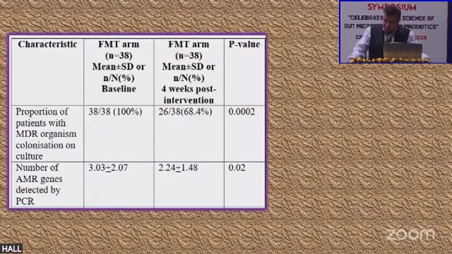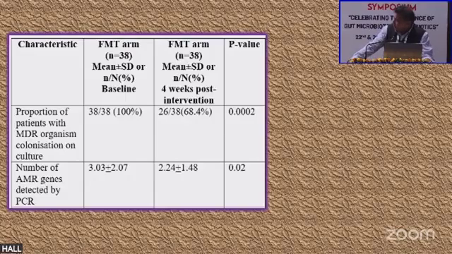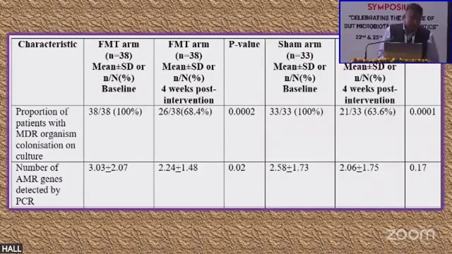So if you look at results, they sound very encouraging. It shows that the outcome was proportion of patients with MDR organism colonization on culture, initially 100% because that was the inclusion criteria. After FMT, it dropped down to 68.4%, very significant. Number of AMR genes detected by PCR also dropped down very significantly. So should we be happy with this result? Well, I don't know, but we weren't, because obviously this is not an uncontrolled study. This is a controlled study.